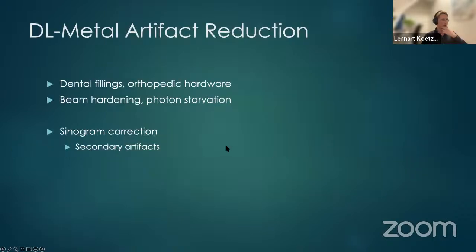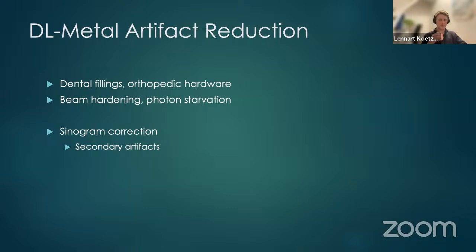Then the metal artifact reduction. Metal artifacts can be, as you know, caused by dental fillings or orthopedic hardware, and they are caused by physical phenomena like beam hardening or photon starvation. And that's why conventional metal artifact reduction algorithms try to correct in the sinogram domain. However, this correction in the sinogram domain often results in secondary artifacts.